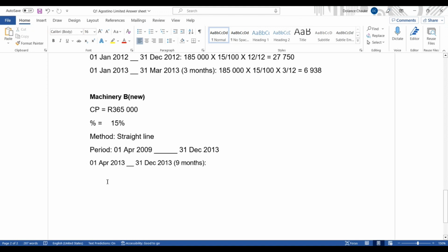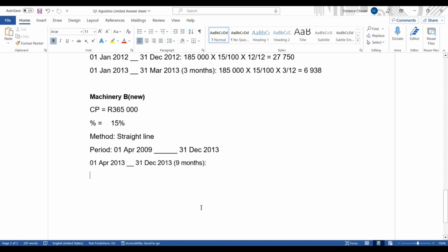Now we can go and calculate depreciation for it. We agree that it's 9 months, right? We agreed that it is 9 months. No problem.